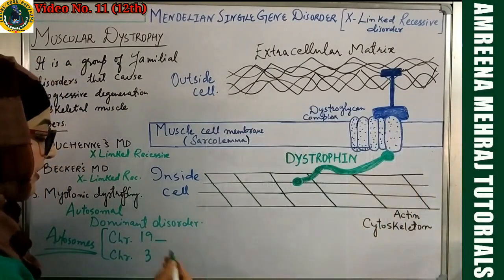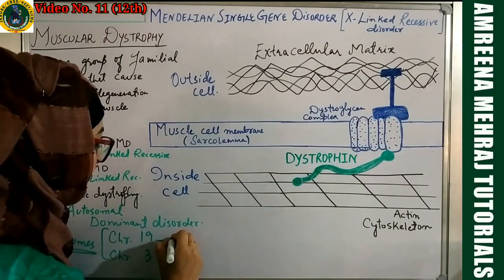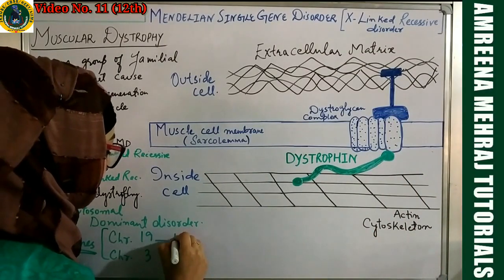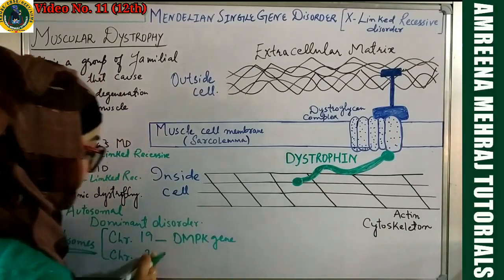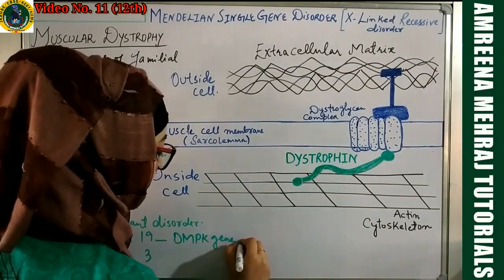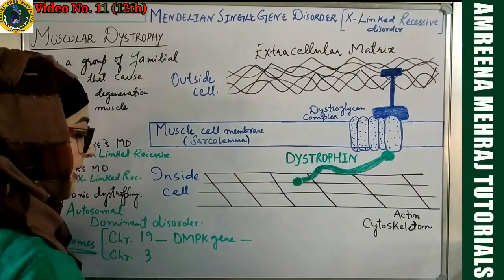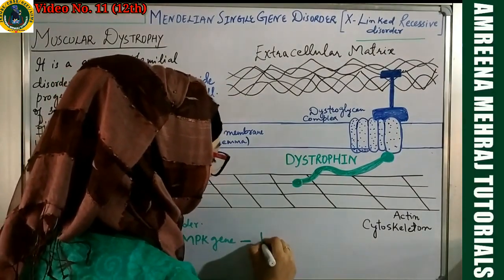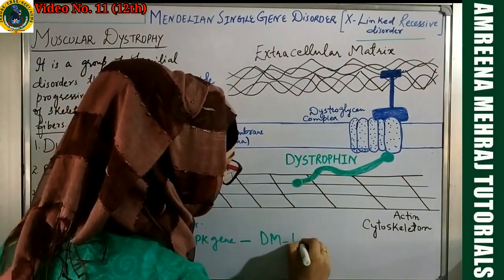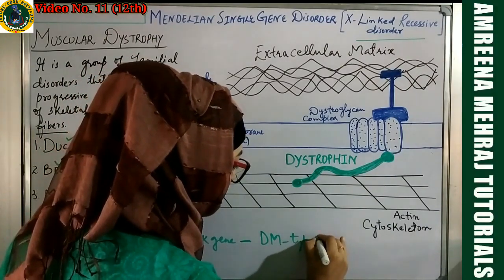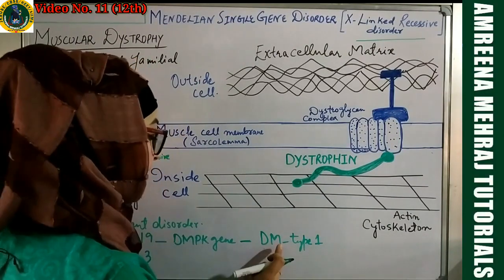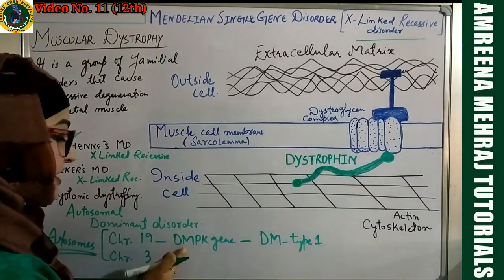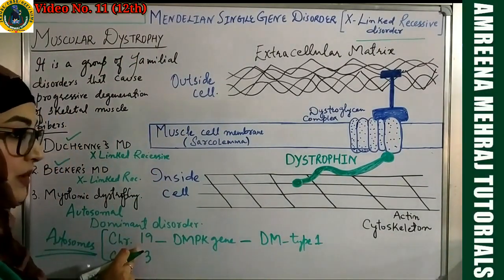If chromosome number 19 is mutated, it's basically a gene which is present on this chromosome. I will give you the name of the gene. The name of the gene is basically DMPK gene. That is mutated. If this gene is mutated, the resultant disorder is called myotonic dystrophy type 1. This type of dystrophy is of 2 types. Myotonic dystrophy type 1, when there is a mutation on the DMPK gene, which is located on chromosome number 19.